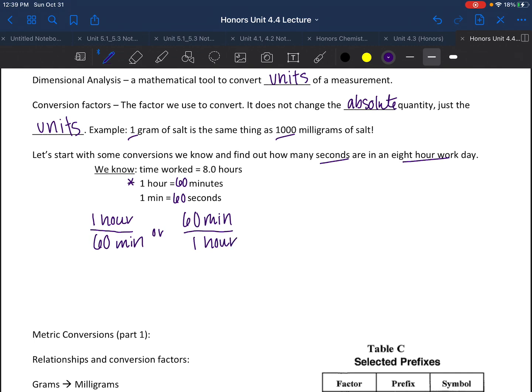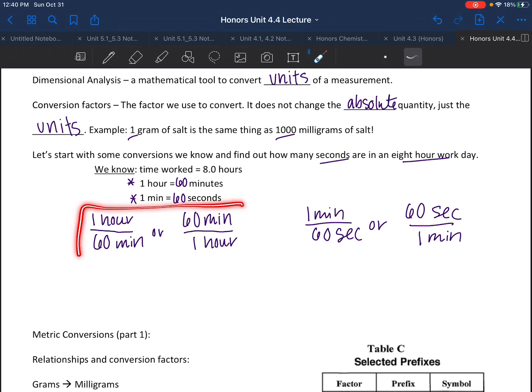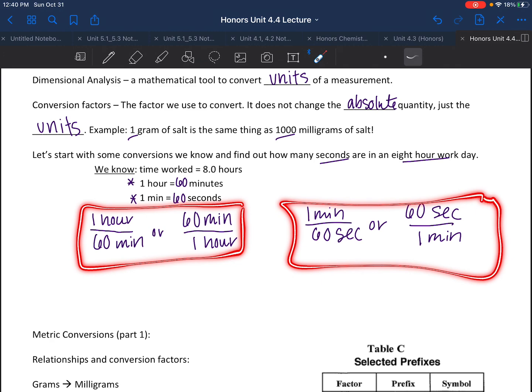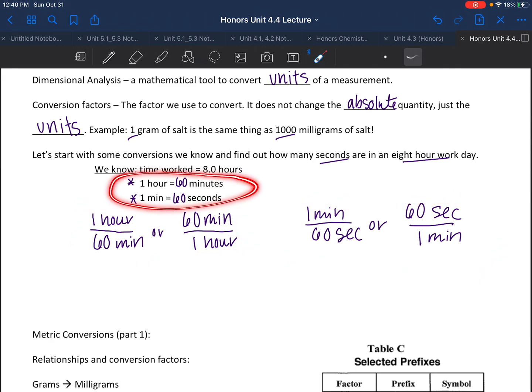You can do the same thing for the second one and say 1 minute over 60 seconds or 60 seconds over 1 minute. So it all depends on what our path is going to be. But these are what we call your conversion fractions. And again, these are called relationships or equalities.